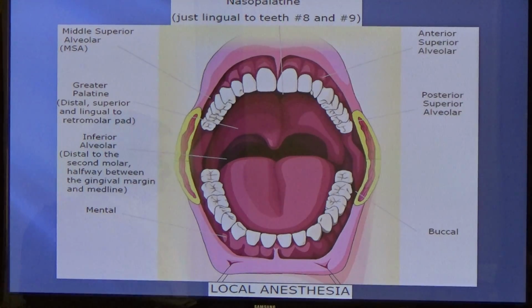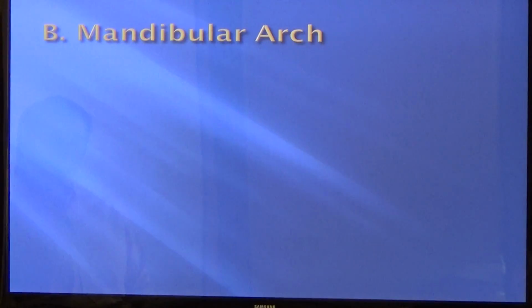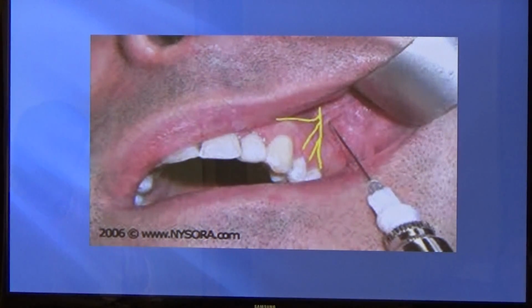Okay, so then the nasopalatine is right behind the central incisors, greater palatine behind the second molar. So this one, which one would this one be? What's this? Canine. This is first premolar, second premolar, so this one would be MSA, middle superior alveolar. ASA would be up in this area.